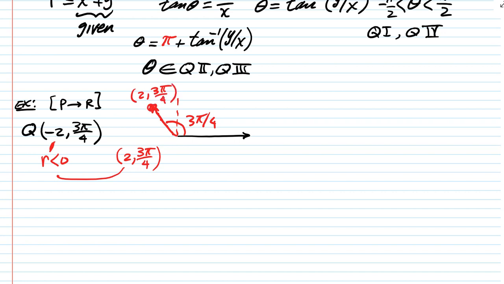Right? It's that point. The -2 therefore reflects it across right in here. That's going to be -2 and 3 pi over 4. You don't adjust for the angle. When you reflect, you just adjust for r. And there you have it. And this is the final answer.